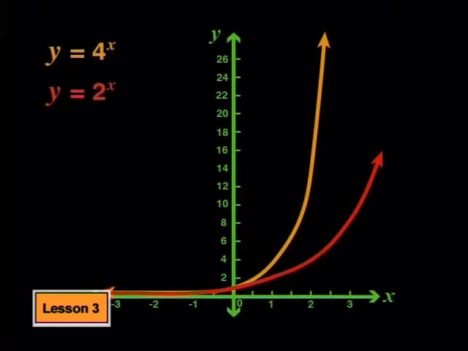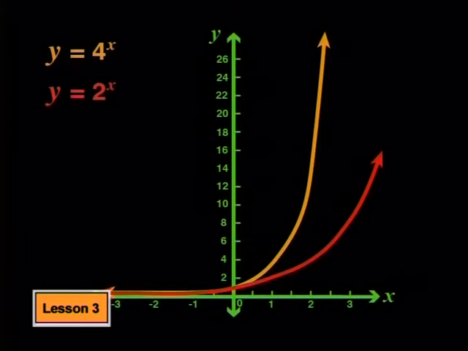If we compare this graph with the graph for y equals 2 to the x, the graph with a base of 4 is steeper than the graph with a base of 2 because the y values are increasing more rapidly. The graphs both go through the point (0, 1), and they have the same y-intercept.